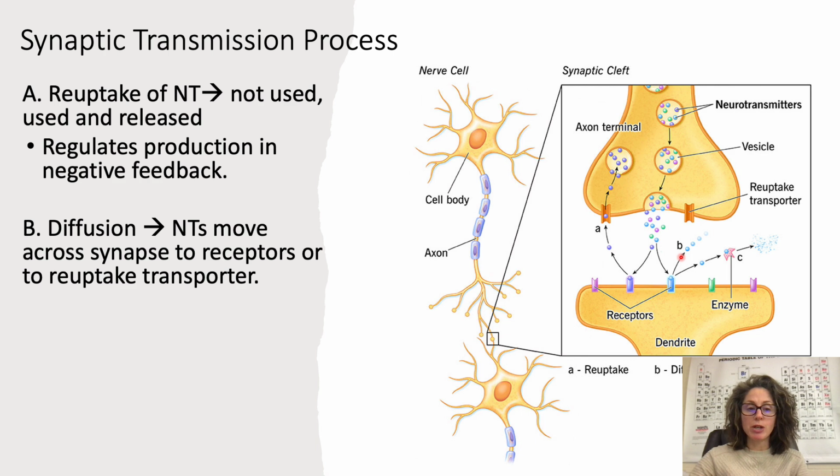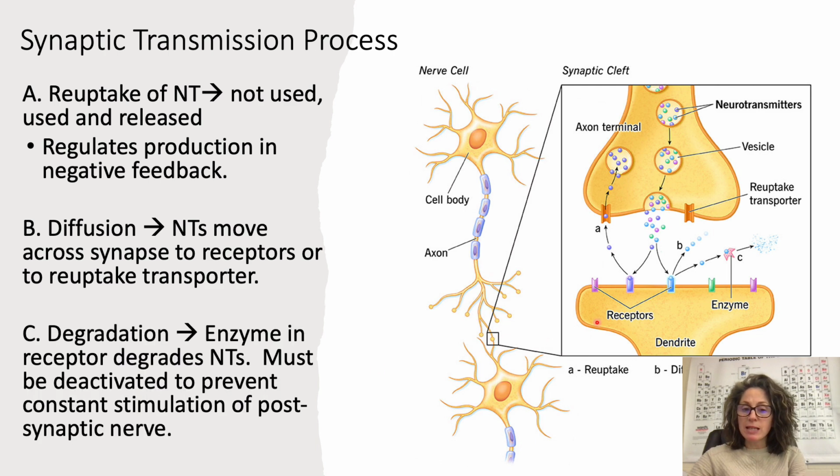We also have diffusion, where the neurotransmitters move across the synapse to the receptors, shown here at B. It's going to move along this very tiny space, obviously exaggerated in a diagram. And it's going to, again, bind to the receptor on the postsynaptic neuron, or, again, it will diffuse and be taken up by the reuptake transporter.